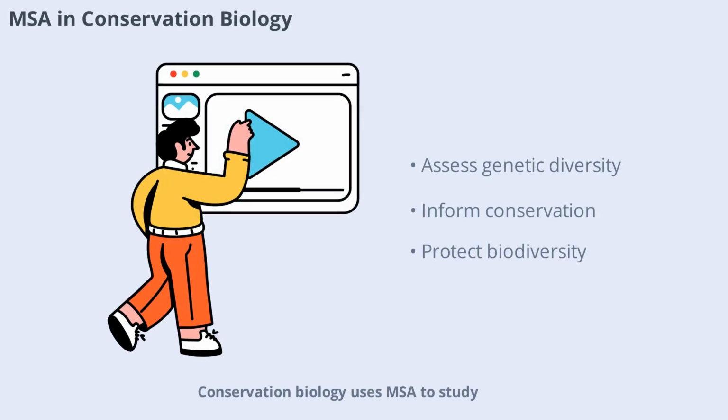Conservation biology uses MSA to study genetic diversity within and between endangered species. By aligning sequences, researchers can assess population structure, identify unique genetic variants, and inform conservation strategies. MSA thus plays a role in preserving biodiversity and protecting threatened species.